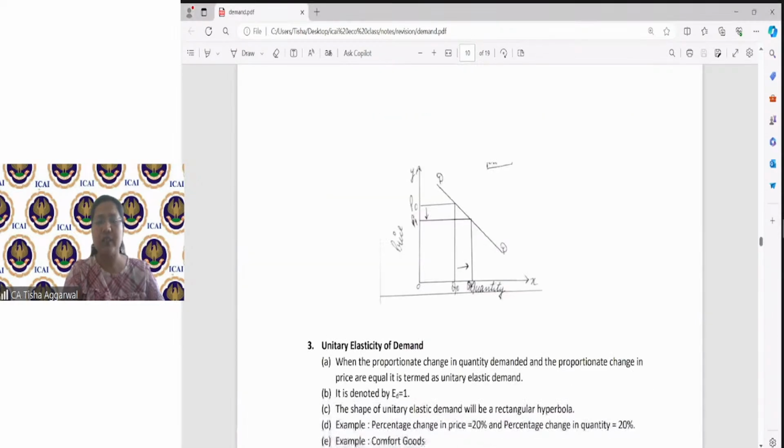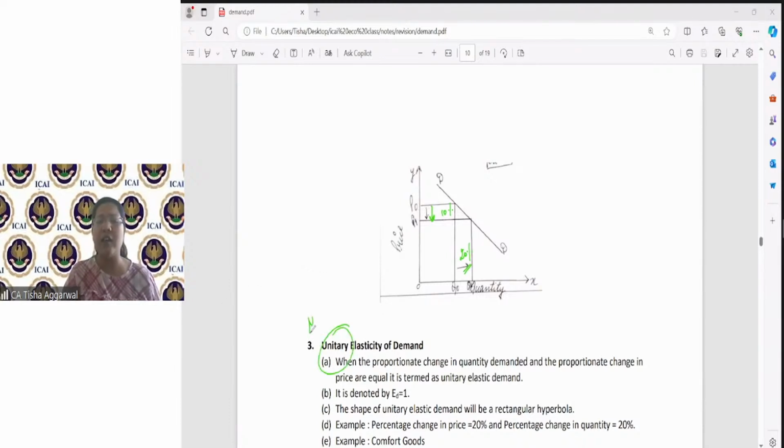If you look at this diagram, please understand how the highly elastic demand is working. The percentage change in price is just 10%, wherein the percentage change in quantity is 20%. If that is the scenario, it is called relatively highly elastic demand. Third is unitary elastic demand.